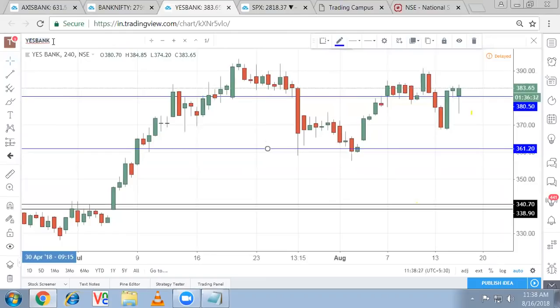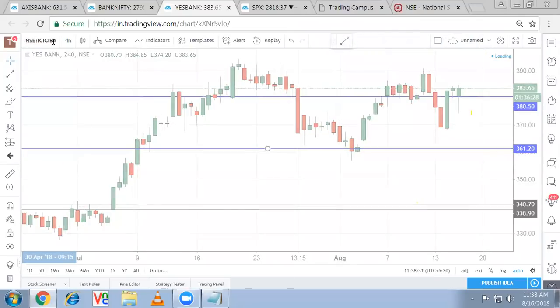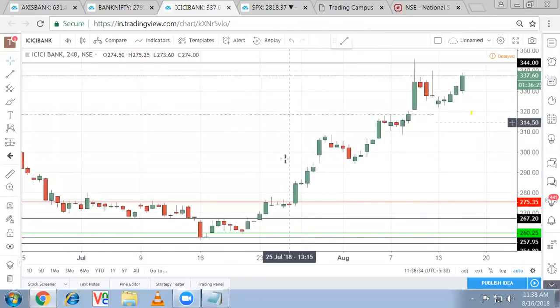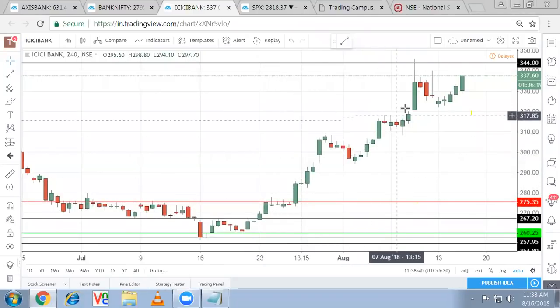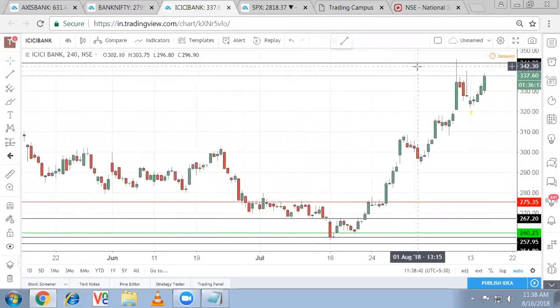Now let's take the two banks which have not performed that well in terms of their results. ICICI Bank, what I see from the bottom is a double bottom kind of formation almost at the high, and then inching almost towards its fresh highs.